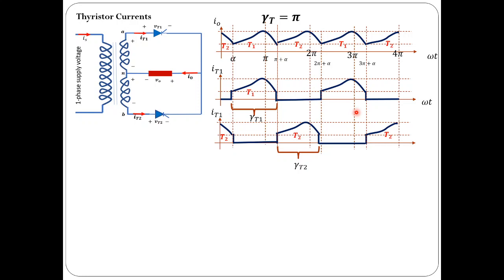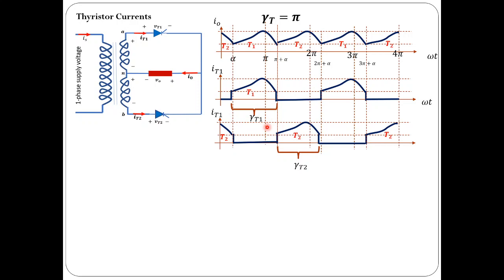Next, let us see how to compute thyristor current also. So thyristor current, we know, this is the output current, right? From omega t ranging from alpha to pi plus alpha, thyristor 1 is conducting, and from pi plus alpha to 2 pi plus alpha, thyristor 2 is conducting, and the same thing will repeat for the remaining cycles also. And these are the thyristor currents.